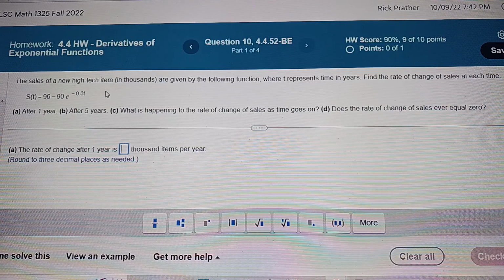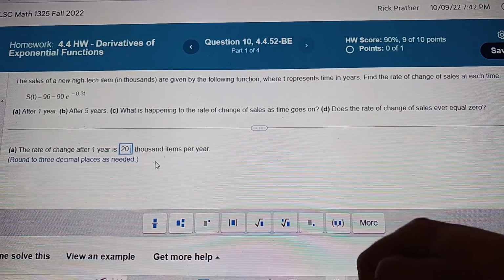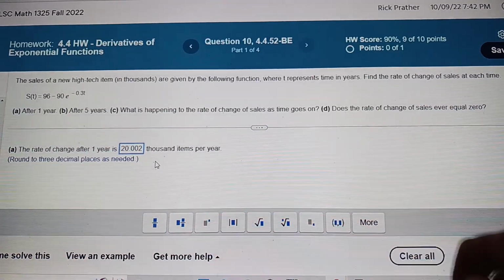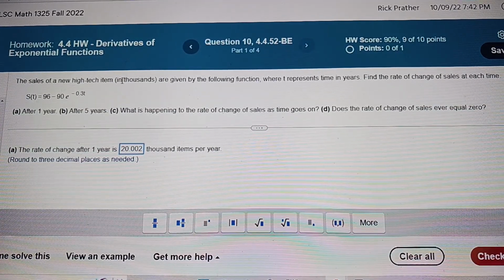Okay, now wait, because this is in thousands, and this is thousand. So you always got to make sure they didn't change the units. Sometimes this is in millions, and this is in thousands or something like that. Then you got to worry about where the decimal might go.